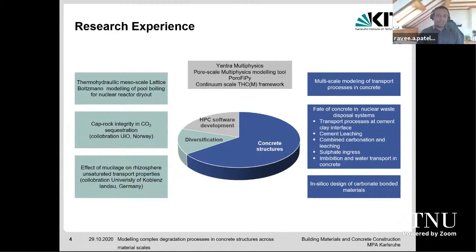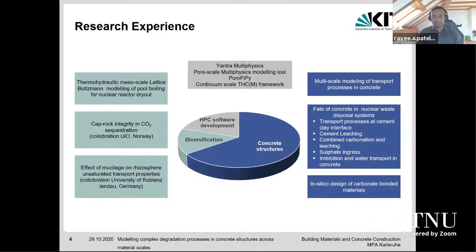So as a part of software development, I focus on development of two particular softwares. One is Yantra Multiphysics, which stems from my PhD thesis, which is based on lattice-Boltzmann methods. And here we are focusing on pore-scale modeling. What we are trying to do with this tool is develop a tool which can do multi-physics processes, not just flow or transport, but combined flow, transport, thermal gradients, and material evolution due to dissolution, precipitation reactions.